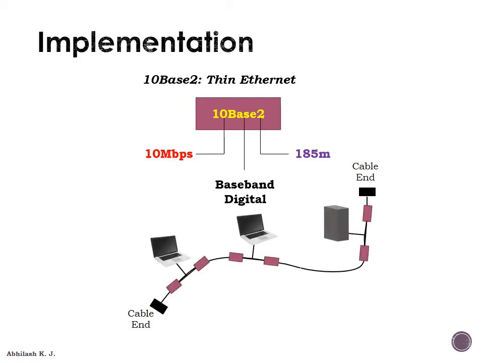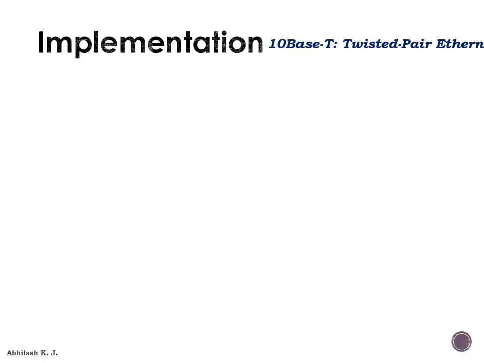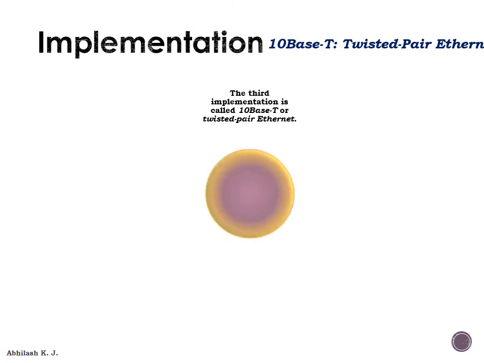So we have this particular implementation which once again will have the cable ends. Along with that we have thin coaxial cable. This is nothing but the thin coaxial cable with a maximum length of 185 meters. So the next one is 10BaseT, that is twisted pair Ethernet. This is the third implementation, which is called twisted pair Ethernet.